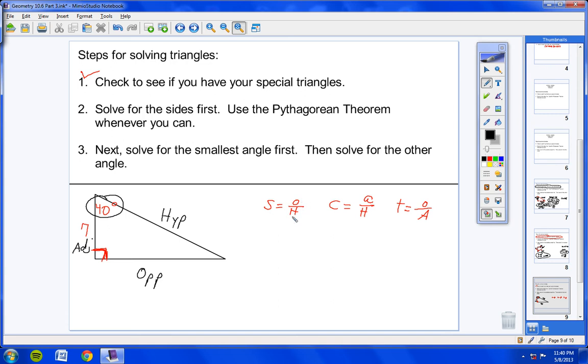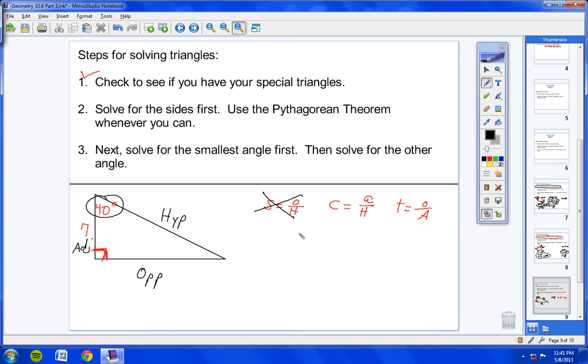Sine has opposite and hypotenuse. I don't know the opposite side. I don't know the hypotenuse. You don't want to use sine. You want to use one of these trig identities that has adjacent in it because you know the adjacent side.